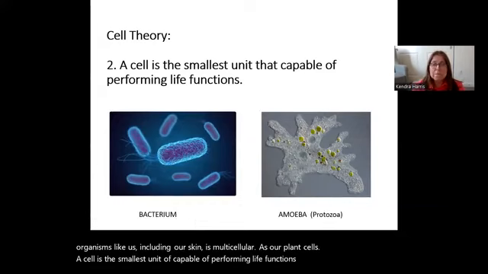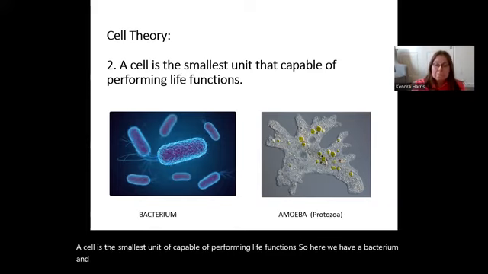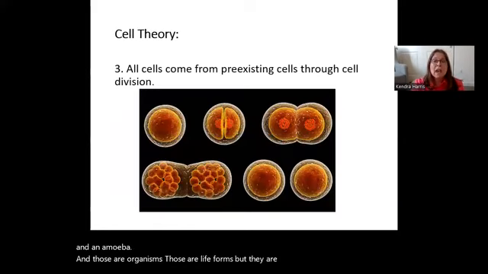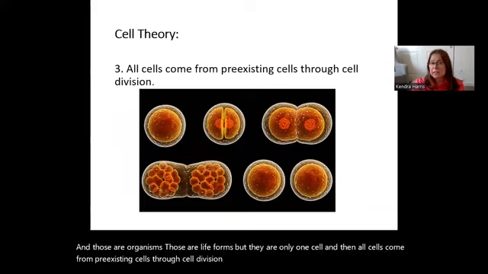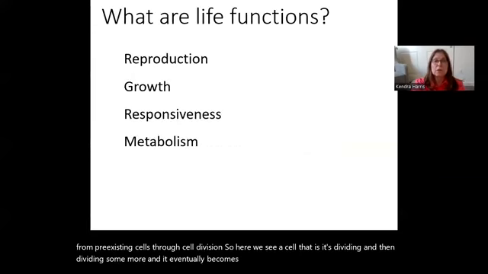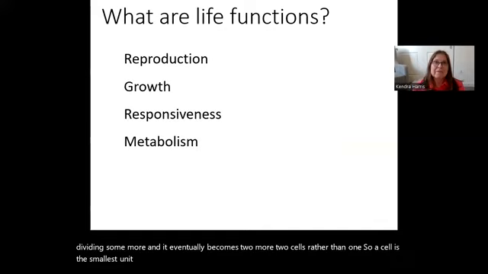So here we have a bacterium and an amoeba. Those are organisms, those are life forms, but they are only one cell. And then all cells come from pre-existing cells through cell division. So here we see a cell that is multiplying, dividing and then dividing some more, and it eventually becomes two cells rather than one. So a cell is the smallest unit capable of carrying out life functions.